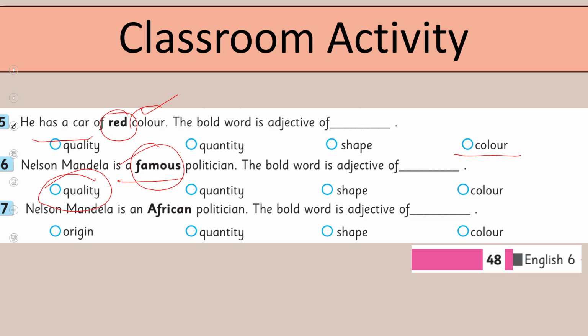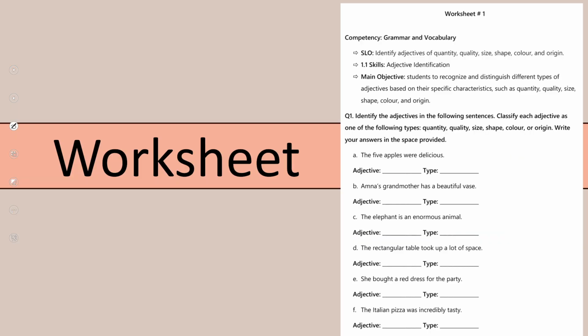All right. Next, Nelson Mandela is an African politician. African. What is it telling us? This is telling us that the politician's origin, or Nelson Mandela's origin, is from Africa. He is from Africa. So this is an adjective that is telling us about the origin of someone or something.